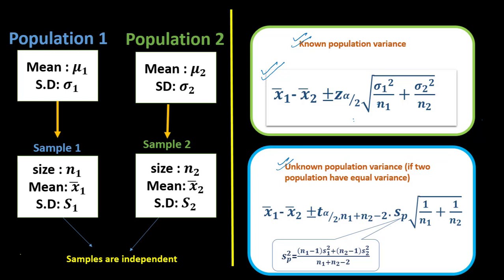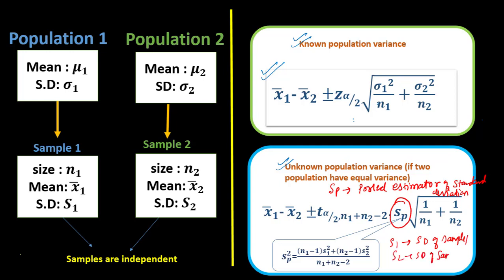Here I would like to explain the meaning of Sp. Sp is the pooled estimator of standard deviation, where S1 is the standard deviation of sample 1 and S2 is the standard deviation of sample 2. So if you put the values into this equation, we can easily find Sp.